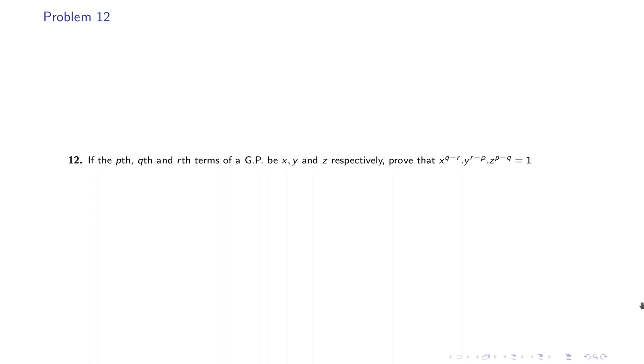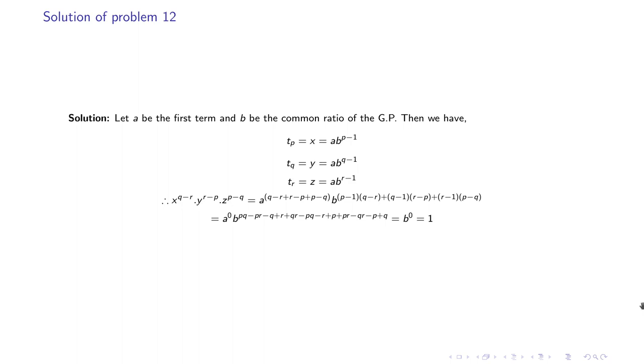The 12th problem says that if the pth, qth and rth terms of a GP be x, y and z respectively, prove that x to the power q minus r, y to the power r minus p, z to the power p minus q is equal to 1. So again we take a as the first term and b as the common ratio of the GP. So we have the pth term tp is equal to x, which is equal to ab to the power p minus 1. The qth term tq is y, which is ab to the power q minus 1. The rth term tr is equal to z, which is ab to the power r minus 1.